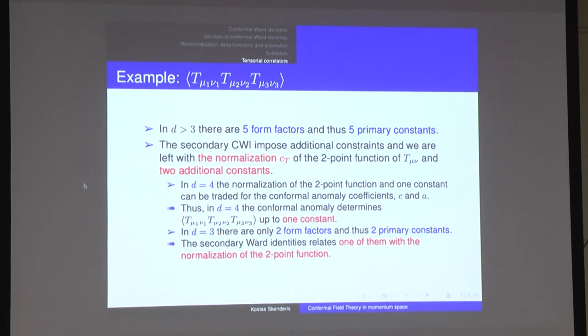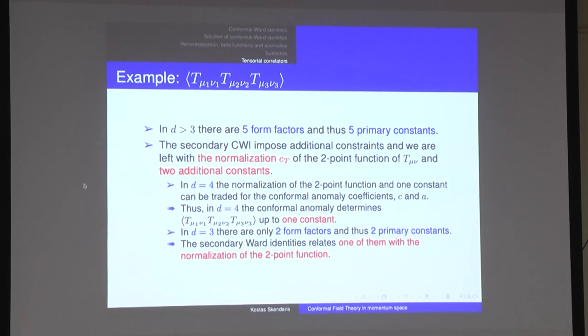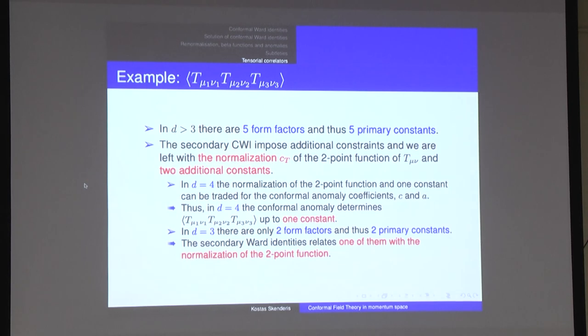And perhaps the most interesting case is the case of three energy-momentum tensors. If you're in dimension greater than three, there are five form factors, so five primary constants. And then the Ward identity relates one of those to the normalization of the two-point function. So if, for instance, d equals 4, we have two anomaly coefficients, A and C. C is related to this one. So if you give the anomaly, then that determines the three-point function uniquely up to one constant.